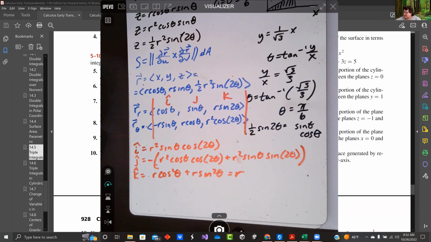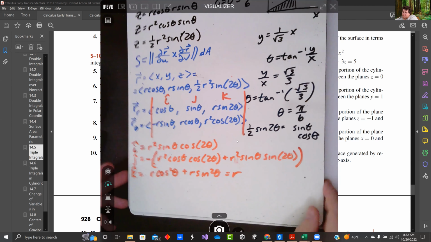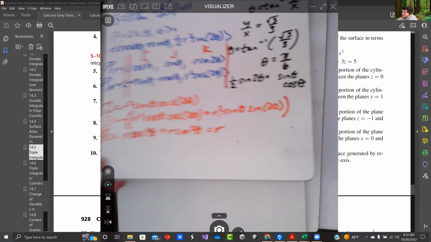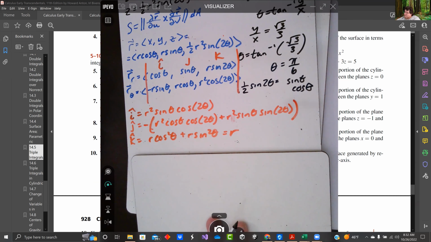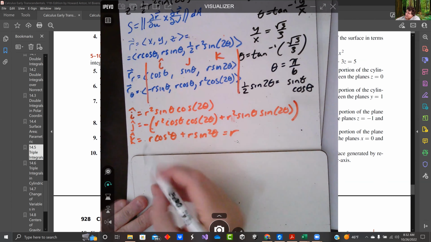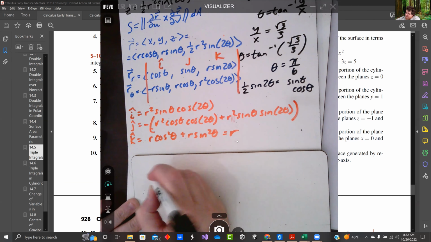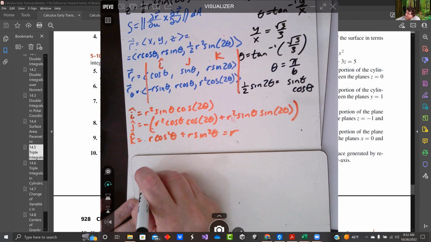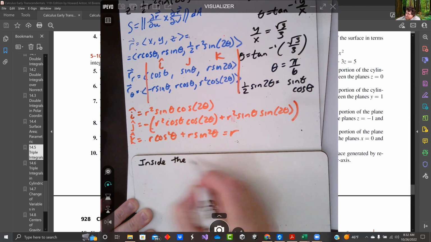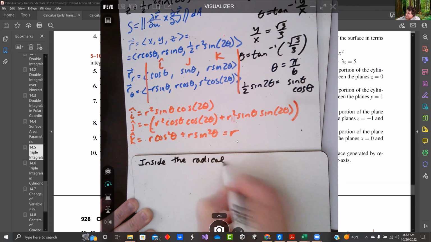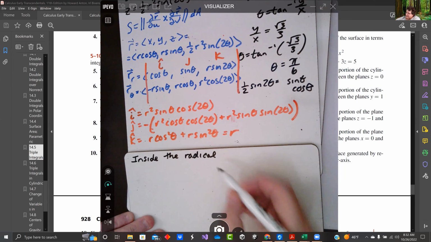So that's our IJK components, and we need the magnitude of that. I think we're going to need a new whiteboard here. Let's start getting that set up, see what it looks like. When we square the I component, we got R to the 4th. I'm saying this is inside the radical. I want to clean it up without having all the radical and integral all over the place while I do it. So we're just finding the norm.